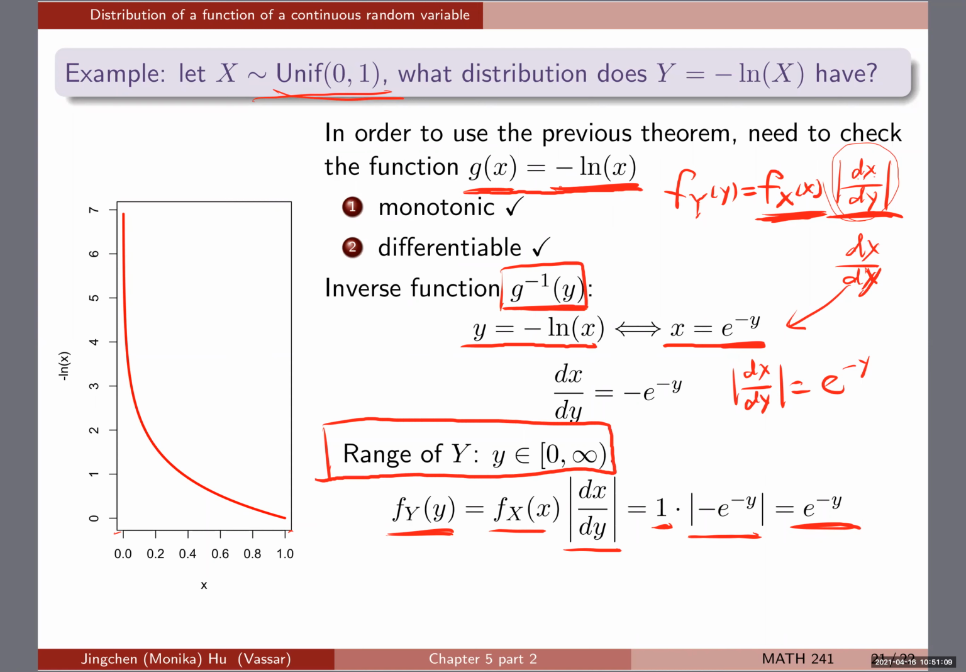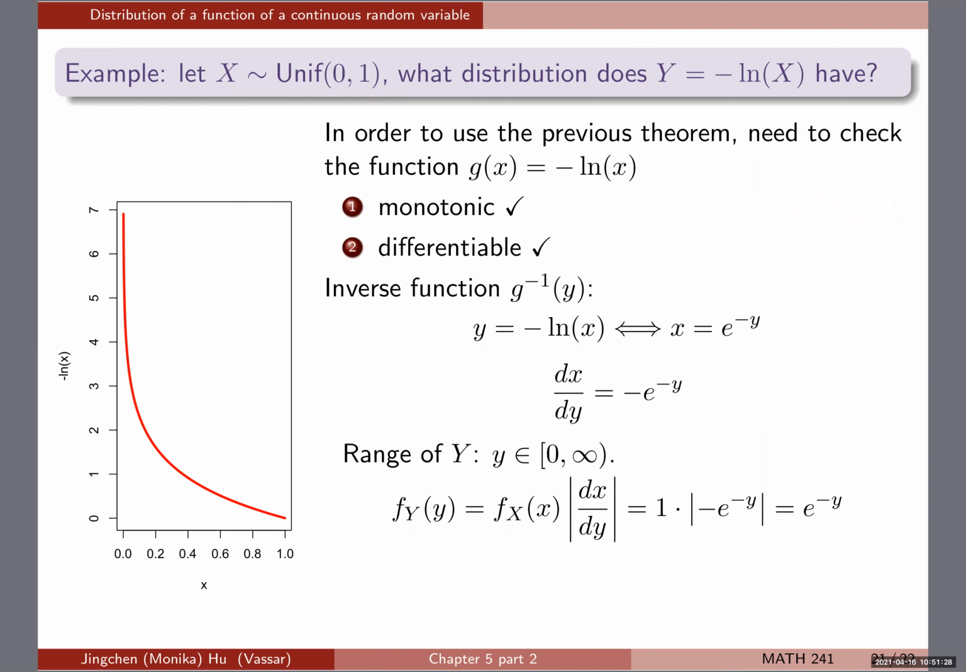And don't forget, we always need to show what the range of the new random variable is. So for us it is 0 to positive infinity, including 0. When you express the entire PDF, you should not only show the PDF itself, but also the range.